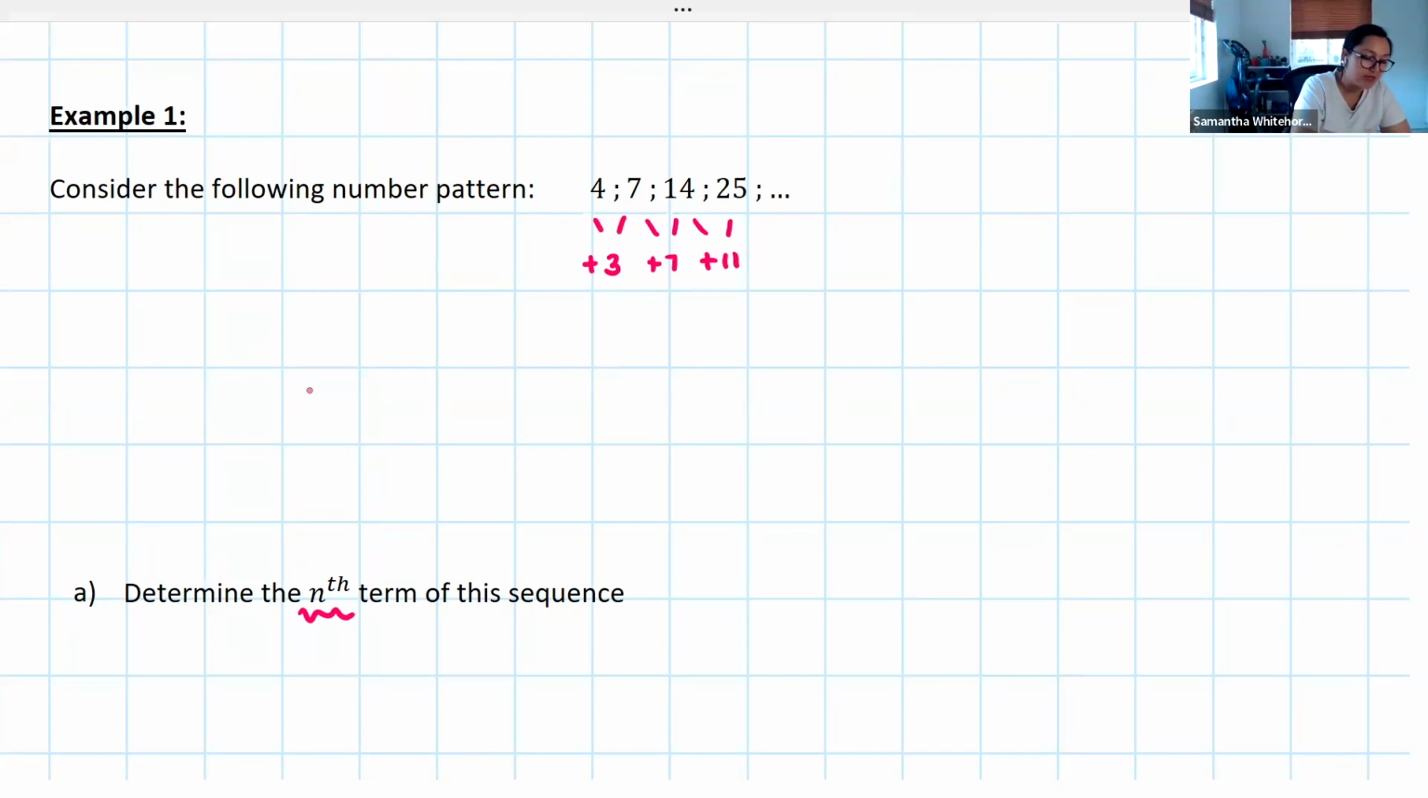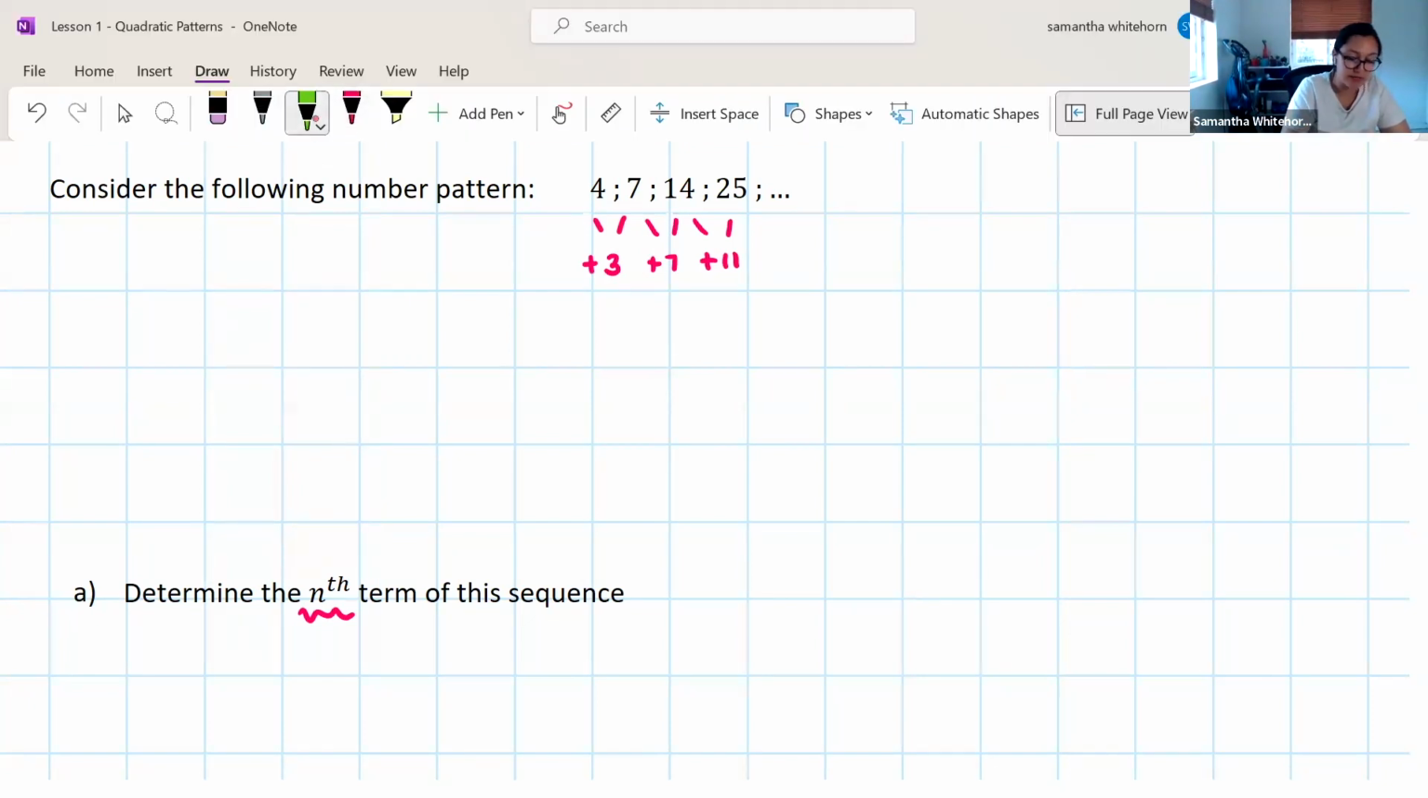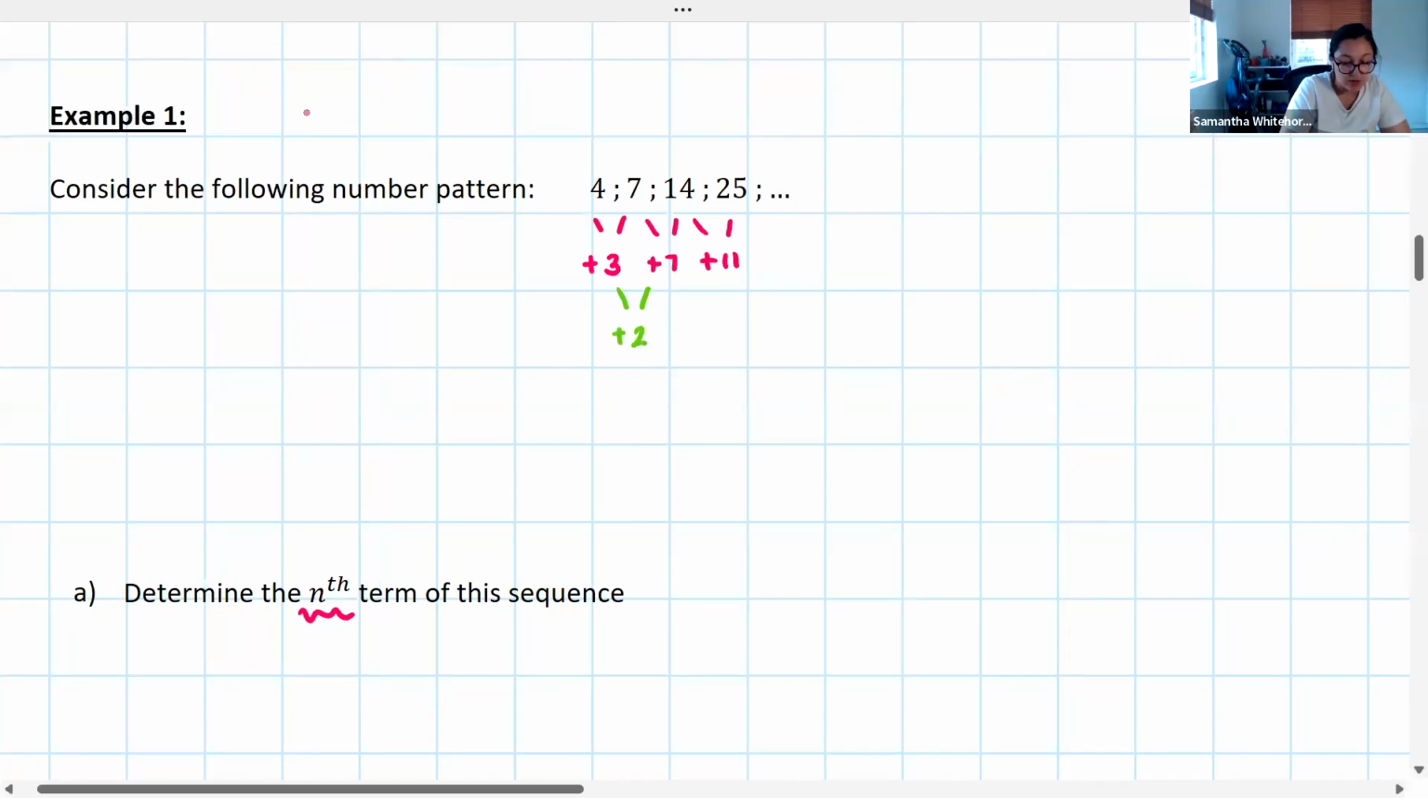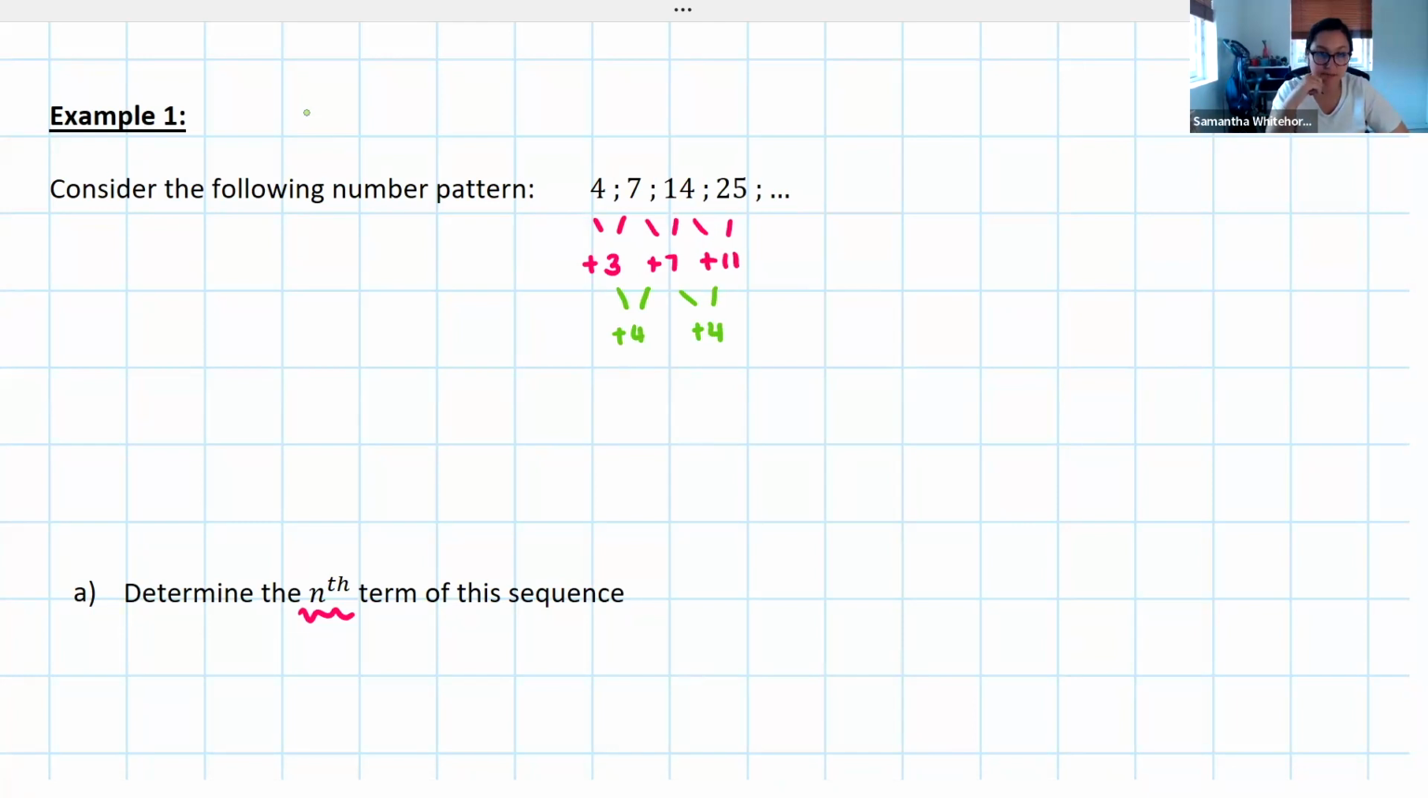But it just gives me a little bit more information about what's happening in this pattern. And then, as we were told, we know that our second difference is constant. It would also help if I wrote the right number down. So our second difference here, we're adding 4 each time.